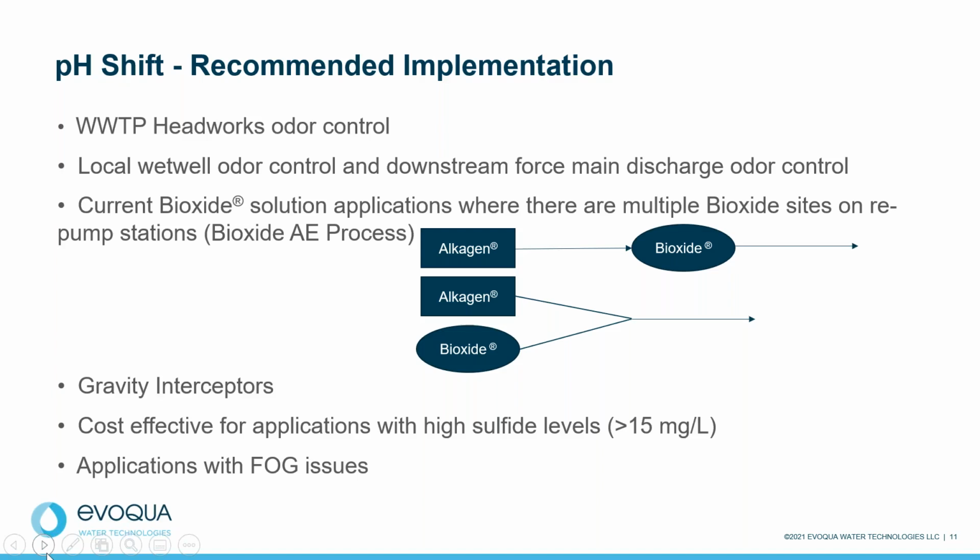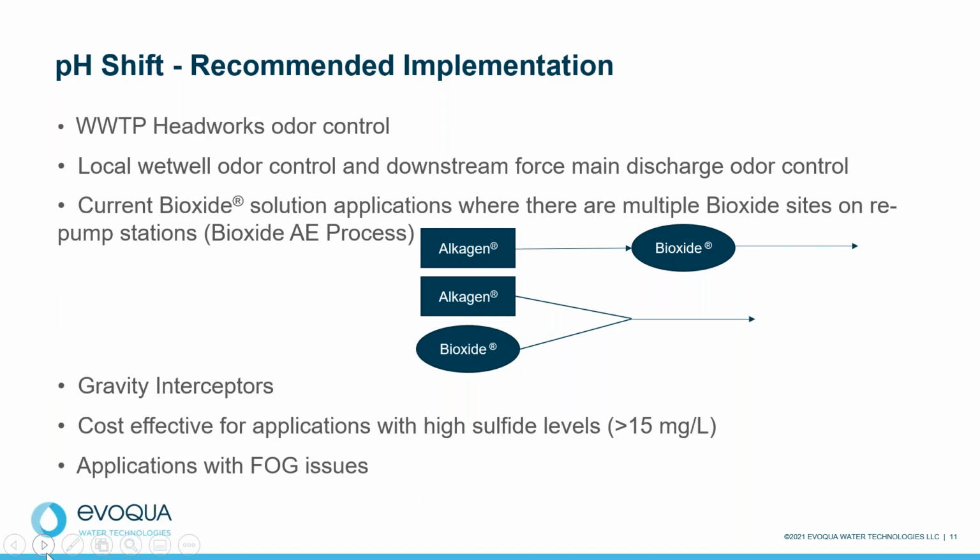Alkagen can also be used in conjunction with Bioxide in the patented Bioxide AE process. In larger applications where there are multiple Bioxide sites throughout the collection system being repumped from one station to another, the customer can potentially save money by increasing the pH upstream of a Bioxide site, using Bioxide in its removal mechanism, which is 2 times more efficient than Bioxide in its prevention mechanism, and just save the customer in overall chemical spend. Bioxide in both its prevention and removal mechanism was reviewed in the second webinar of the series, so if you're interested in learning more about that, I suggest checking that out.